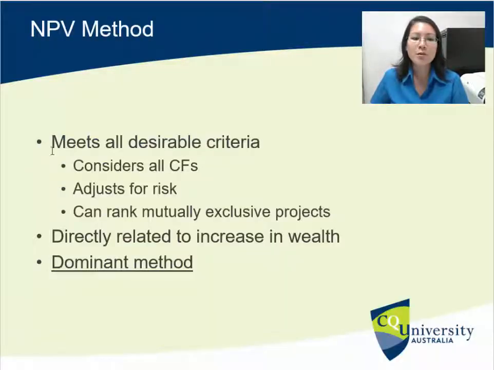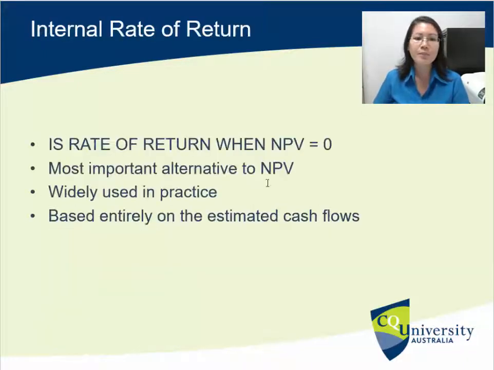So the net present value method meets all of our desirable decision criteria. It considers all of the cash flows, it adjusts for risk and the time value of money. It can rank mutually exclusive projects and is directly related to increasing our wealth. So it's considered the main dominant method to use. So if all else fails, just use net present value.